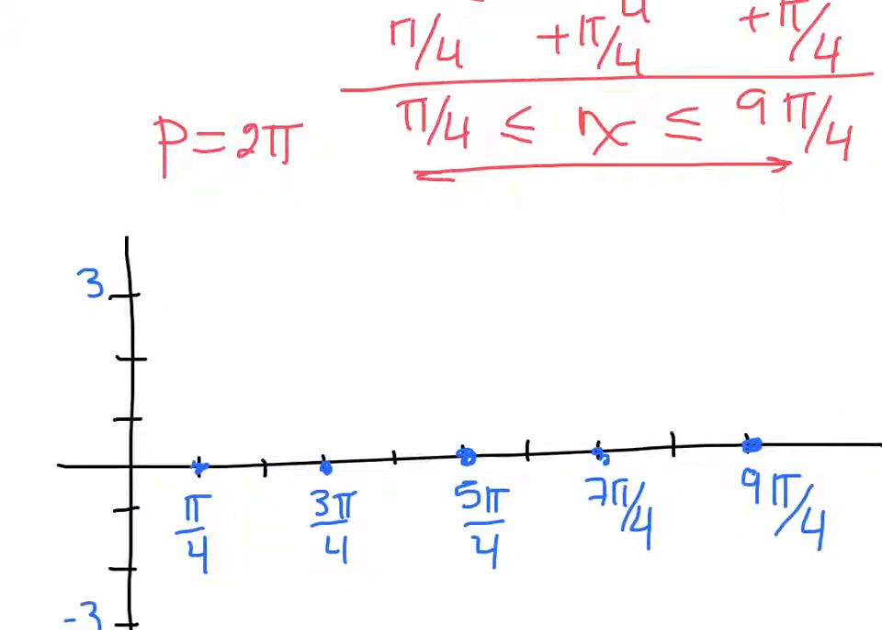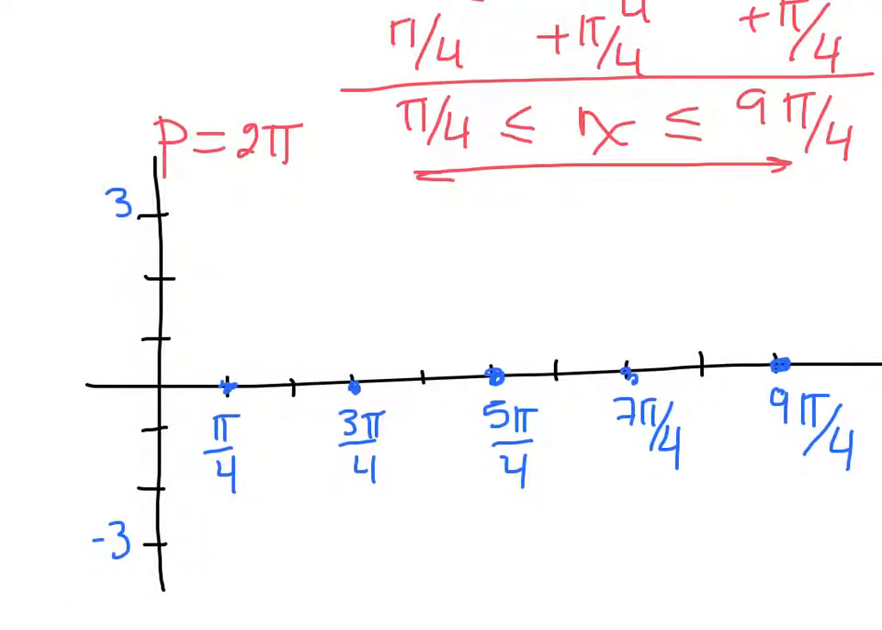Sine of pi over 4 is going to give us 0. Sine of 3 pi over 4 is going to give us a 3. Sine of 5 pi over 4 is 0. Sine of 7 pi over 4 is going to give us -3. And sine of 9 pi over 4 is going to give us a 0. Now this is how a sine function should look like. What we want to do is this sine function, we want to reflect it over the x-axis.